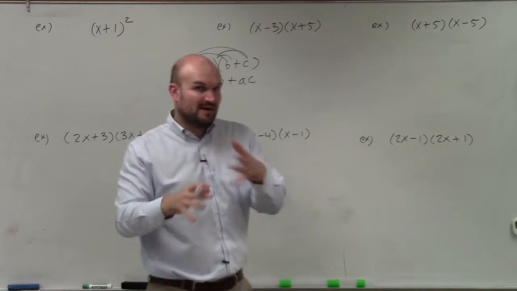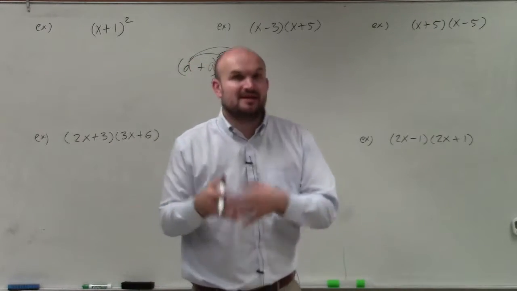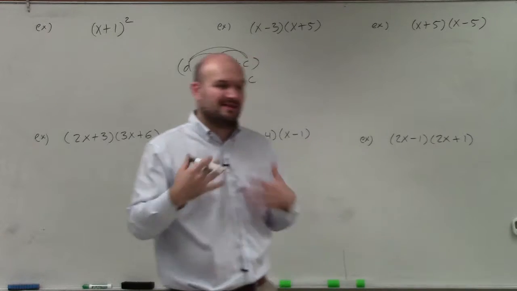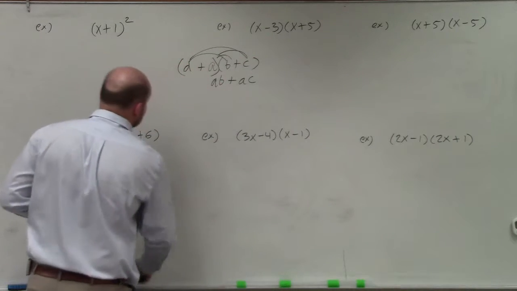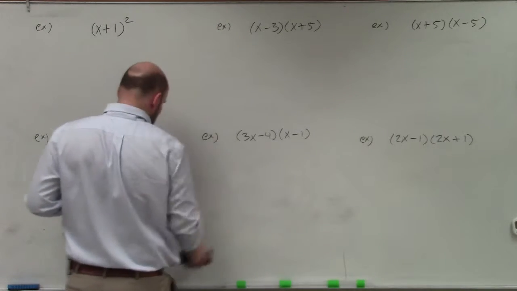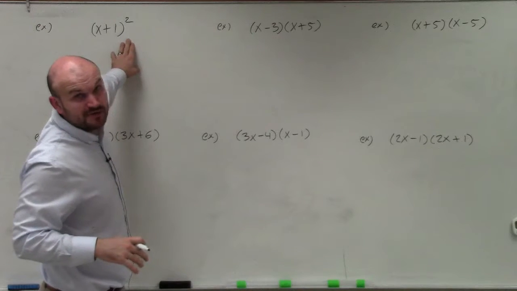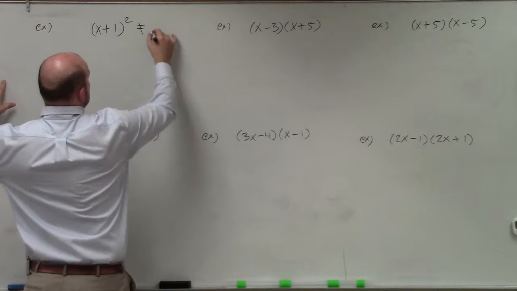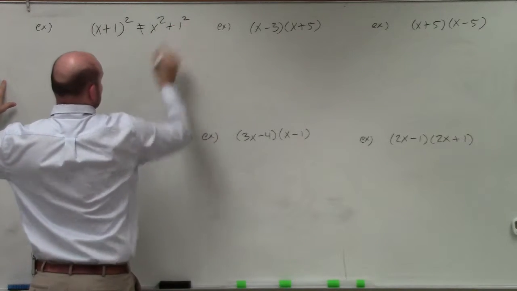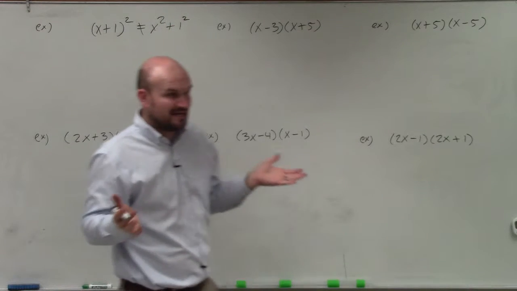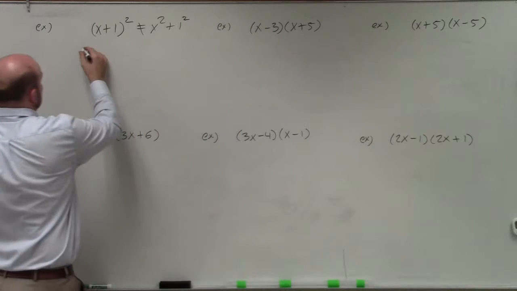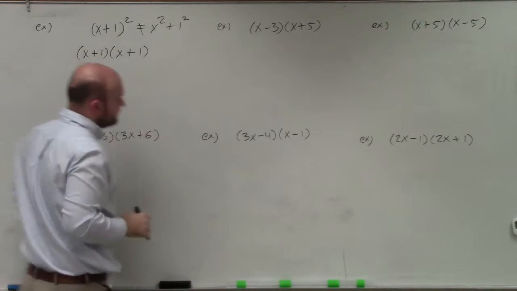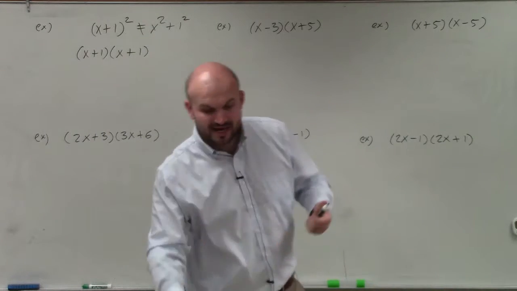So there's a lot of different ways that we can look at this. I'm going to go through 3 different ways of doing this, as well as some shortcuts. So the first thing is looking here. This is a binomial squared, and I wrote this in there because I really want to make sure that you do not confuse this with x squared plus 1 squared. And that's a very common misconception from a lot of students. X plus 1 squared basically means x plus 1 times x plus 1. All right, so again, we have to go ahead and apply the distributive property.